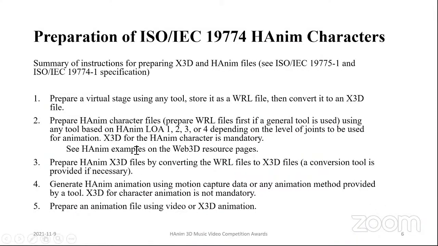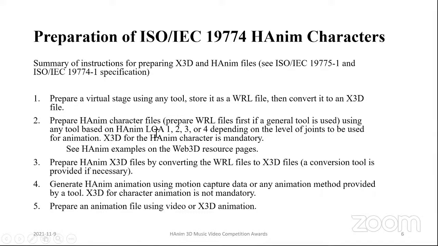This is a summary of the instructions provided to prepare an HAnim character using general tools such as 3D Max. First, prepare a virtual stage using any tool, store it as a WRL file and then convert it to X3D using a conversion tool. Second, prepare HAnim characters based on the ISO IEC 19774 HAnim specification.